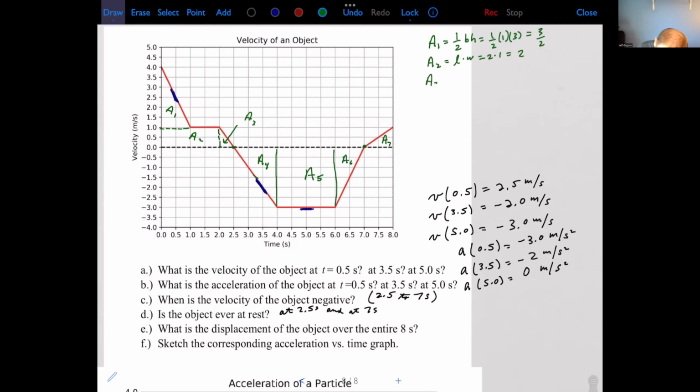A3. A3 is this really tiny little triangle here. So it's 1/2 base times height, right? The base looks like it's 0.5, and the height looks like it's 1. So 1/2 times 0.5, which is also 1/2, times 1. Looks like that's only a quarter. Okay, A4. A4 looks like the base is, it's going from 2.5 to 4, so it's 1.5, and the height is 3, but it's negative.